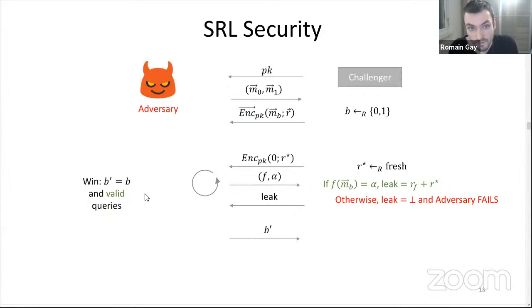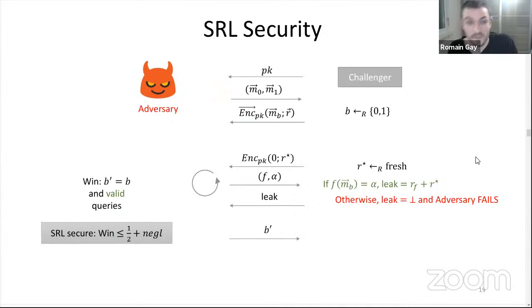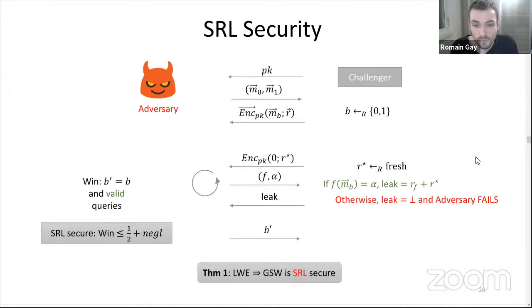At the end, the adversary has to predict which bit was used, which message was encrypted. We say the adversary wins if he guesses correctly, and if he didn't fail, if he only made valid queries, in green here. And we say a scheme is SRL secure if the adversary cannot win with probability significantly more than 1/2. And what we proved is GSW is SRL secure under LWE.